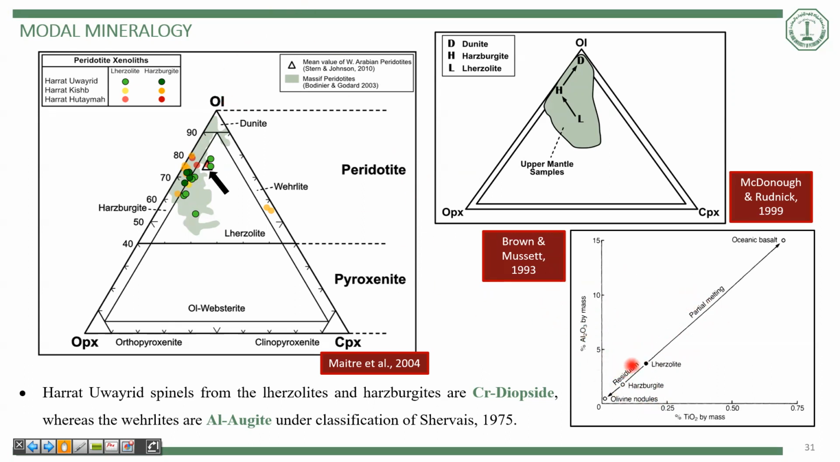And as we go further above in the trend of titanium against aluminum oxide, we find the composition of the oceanic basalt. So yes, we have here established by the scientists that lherzolites may evolve to harzburgite with mantle extraction, and the melt itself is later on of basaltic composition.